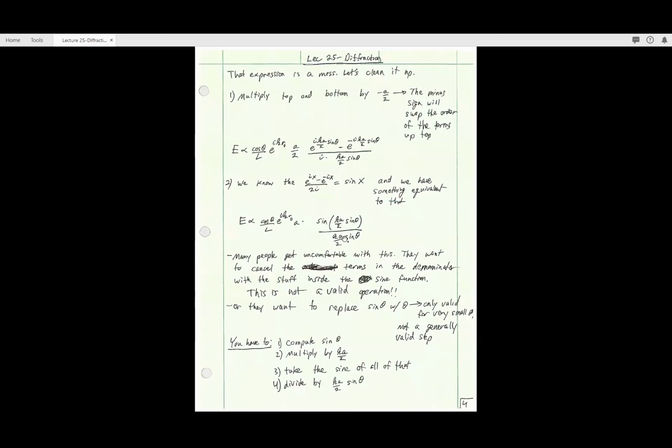And a lot of people get uncomfortable with that because it's a mess of expressions. You've got the sine of a sine, and so people try to take all sorts of shortcuts. You can't take any shortcuts with it. You just have to first take sine theta. Then you multiply by ka over 2. Then you take the sine of all that. Then you divide by ka over 2 sine theta.